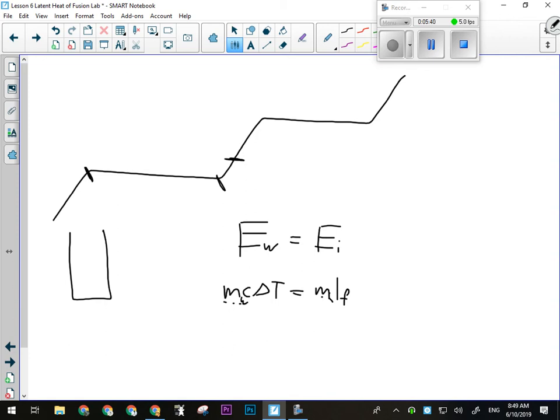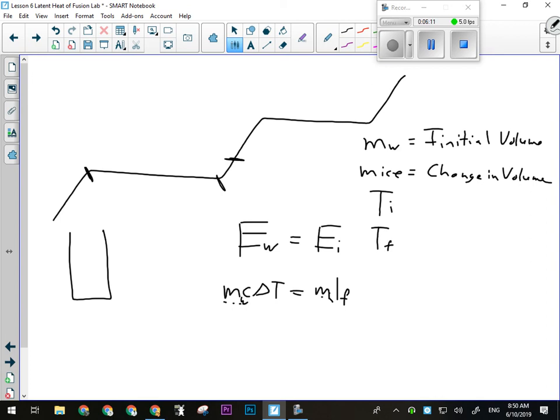Okay, pretty straightforward. Okay, so recording initial temperature and final temperature of the water. Okay, so the things we need to record are mass of the water, and that'll be essentially our initial volume. And we'll be told what that number is. We'll go over that in a minute. Okay, mass of the ice, that'll be the change in volume. Okay, and then initial temperature and final temperature. Right? Those are the things we need to record in order to do the math and figure out what the latent heat of fusion for water is.